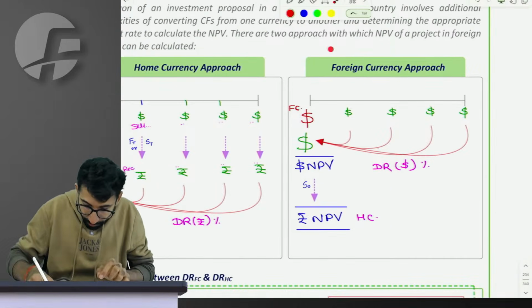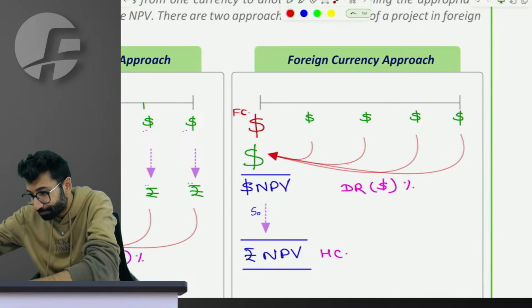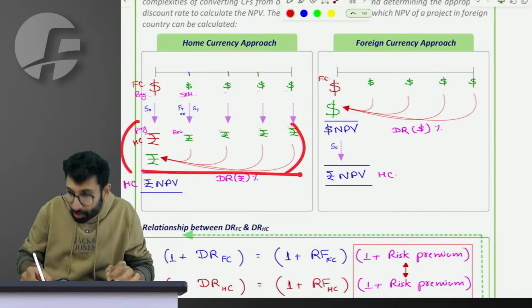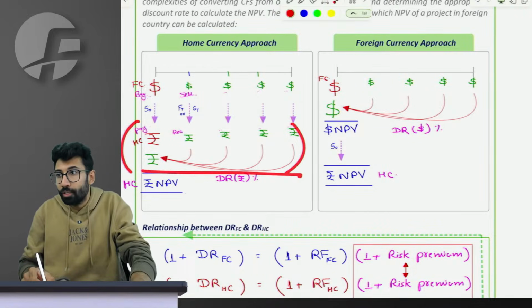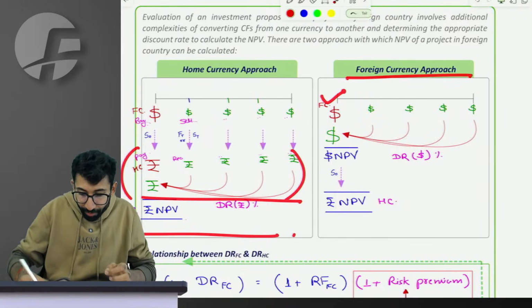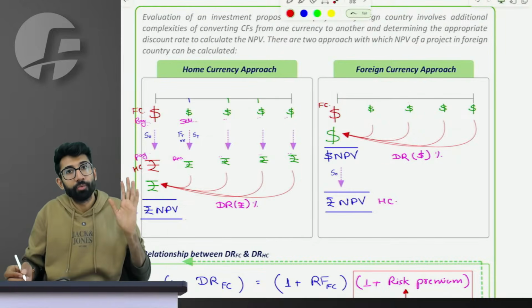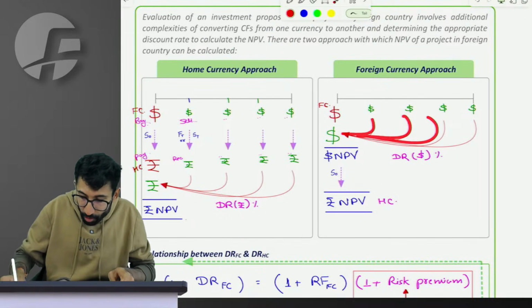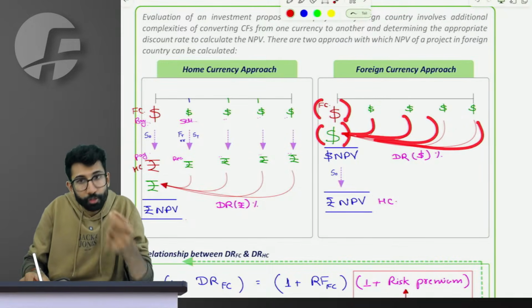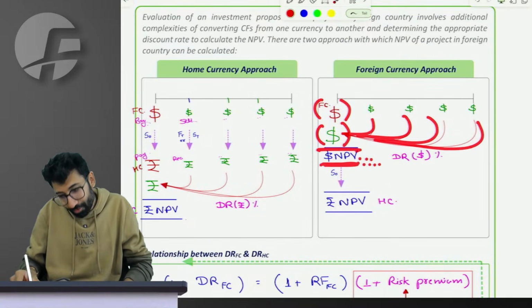Sir, foreign currency approach, let me talk about. Why was it named the home currency approach? Because the cash flows were first converted to home currency and then the NPV was done. In the foreign currency approach, if I have dollar outflow and dollar inflows, first I calculate the NPV in terms of dollars only. I discount all these dollar cash flows to calculate the present value of cash inflows, deduct the initial outflow of dollars from it, and ultimately I have the dollar NPV with me.